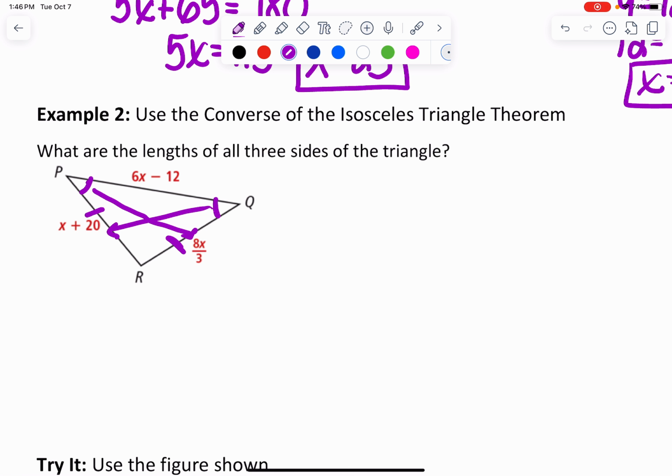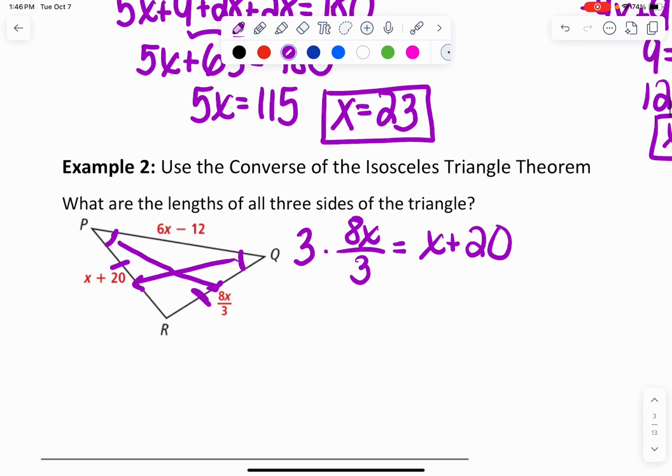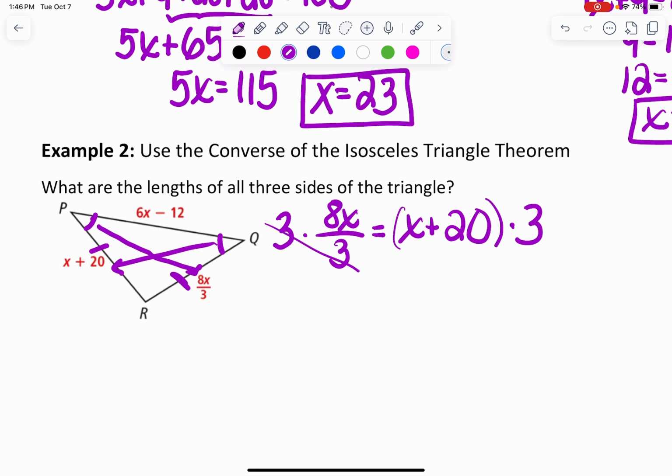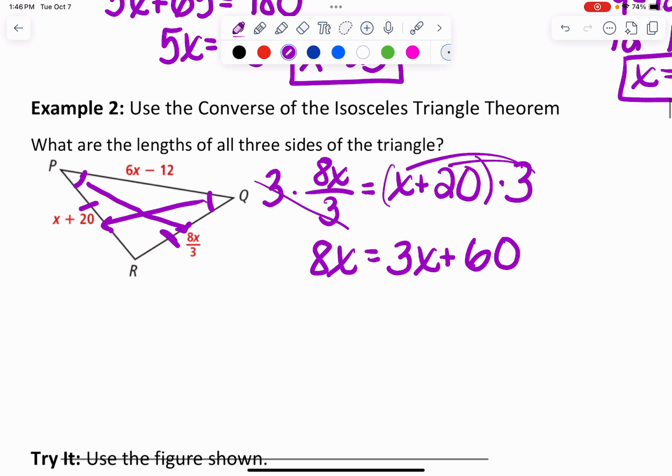Okay, so how I'm going to set this up is I'm going to do 8x over 3 just equals x plus 20. Okay, I don't like fractions, so I'm going to get rid of the fraction first. So here's how I'm going to do this. I'm going to multiply both sides by 3, okay, and make sure you put parentheses around the x plus 20. This cancels out, and so I'm just left with 8x. And then when I multiply this through, you would get 3x plus 60. Okay, and then just solving for x, subtract 3x, get 5x equals 60. Divide, you get x equals 12.